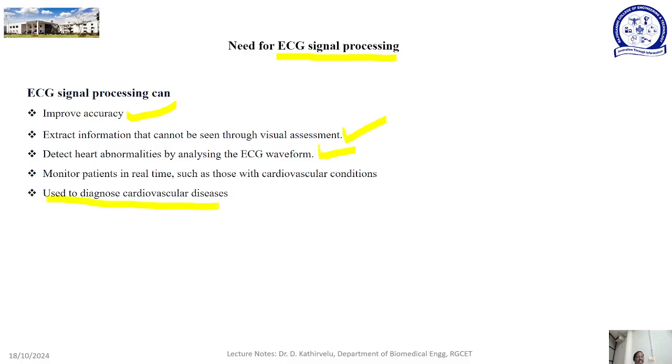It is used to diagnose cardiovascular diseases. In short, ECG signal processing is essential to improve the presentation of the ECG signal to the cardiologist, to ensure that the waveform is presented in a simpler, more accurate manner, and the chances of misdiagnosis are minimal. The proper presentation of the ECG waveform may make the cardiologist more comfortable in making judgments.